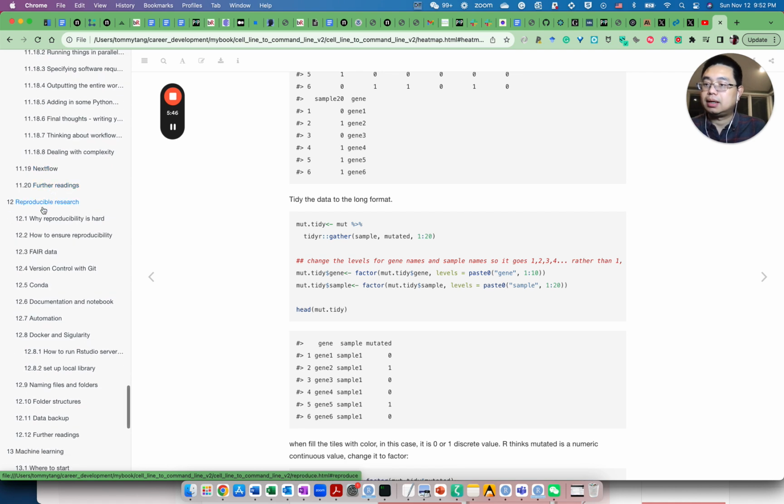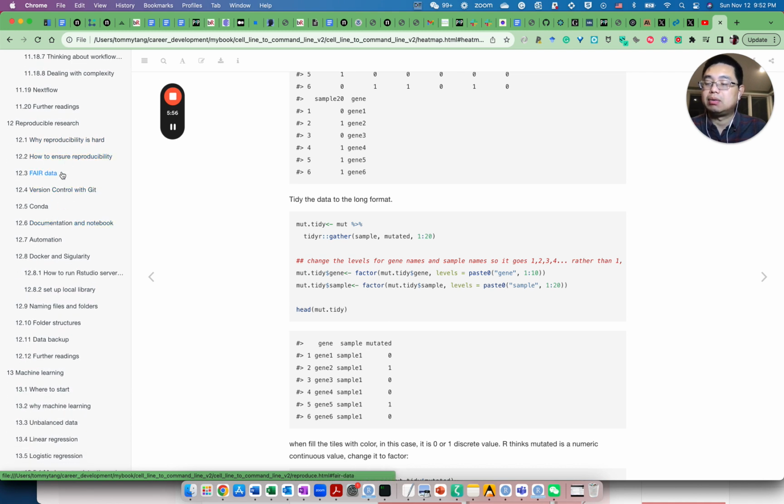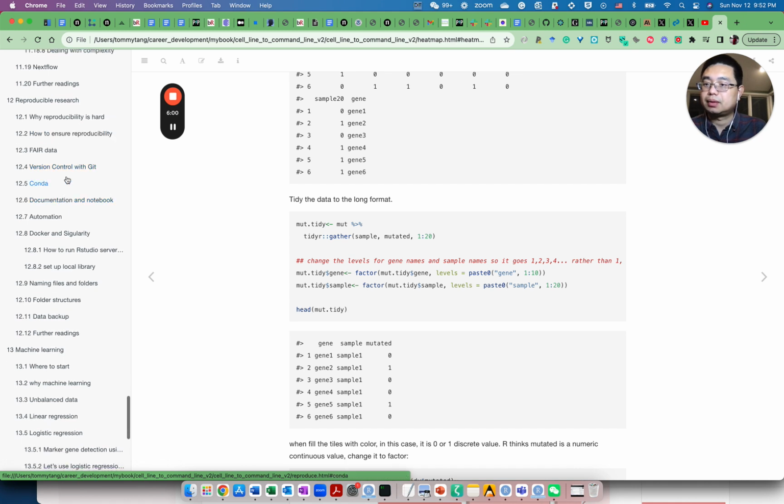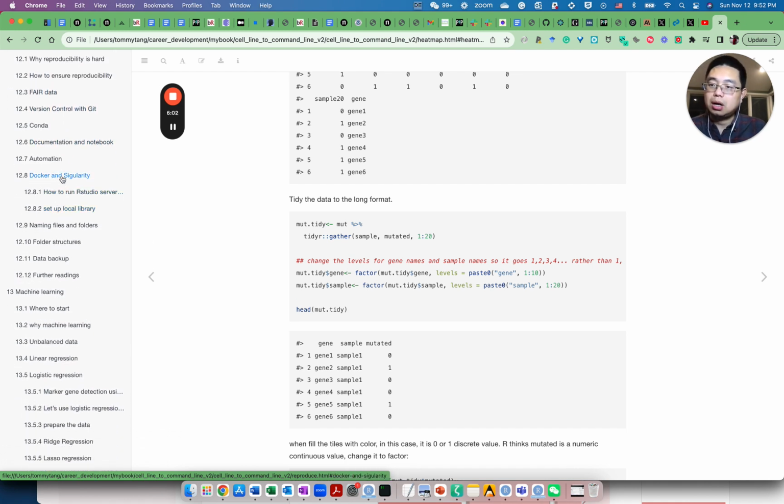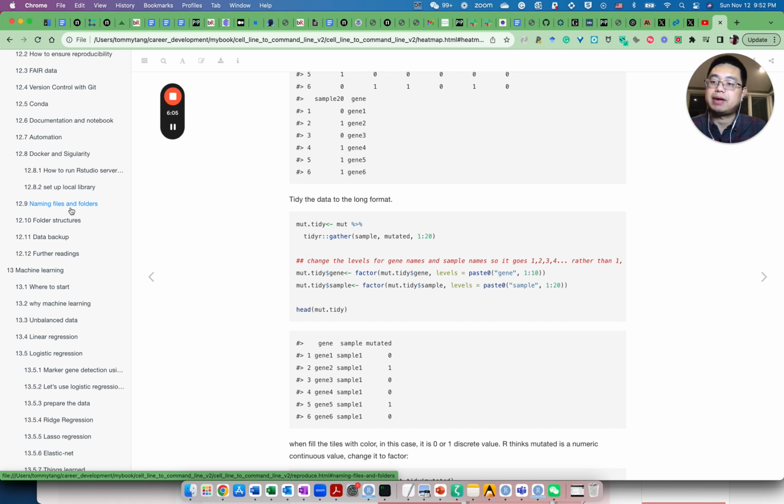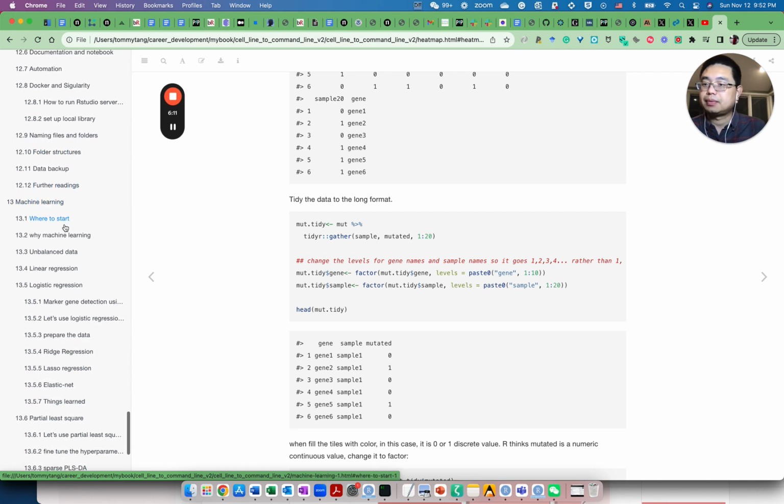and I also have one chapter fully dedicated to reproducible research because I'm really into it. I want my computation to be reproducible. So I'll show you how I handle reproducible research. Okay. Use Docker and Singularity, how to name the files and the folders, and make a good folder structure for any project.